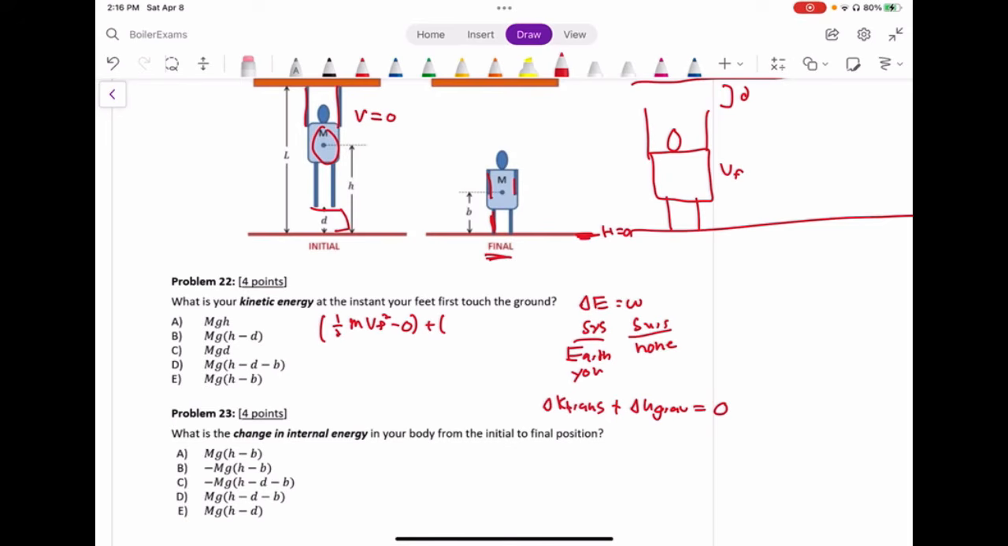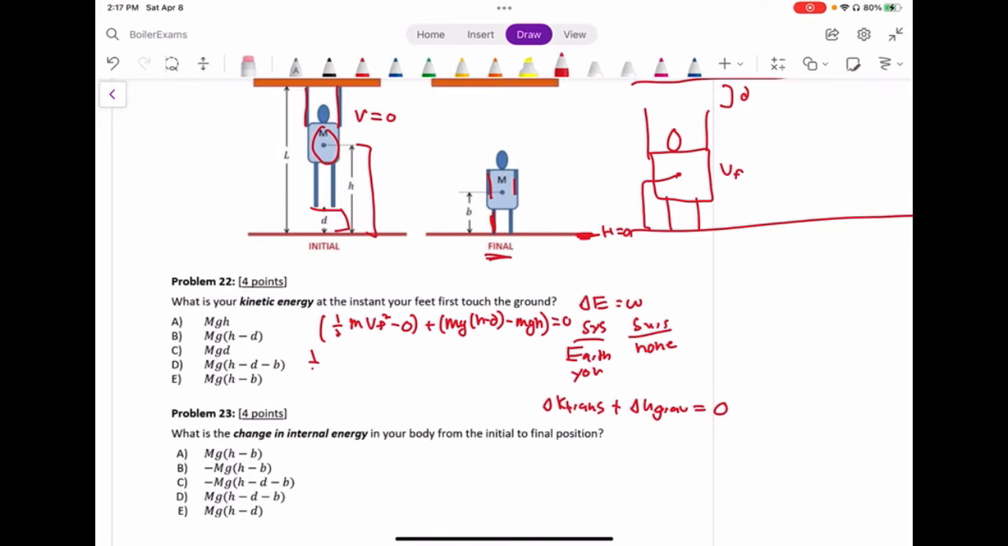So, well, actually, yeah, we'll do that. Initially, you have mg, finally, you have mg(h minus d) height. So your center of mass is right here. And you were a height h, and you just took off d. So you're now a height h minus d off the ground. Initially, you were just mgh, and that all equals 0.